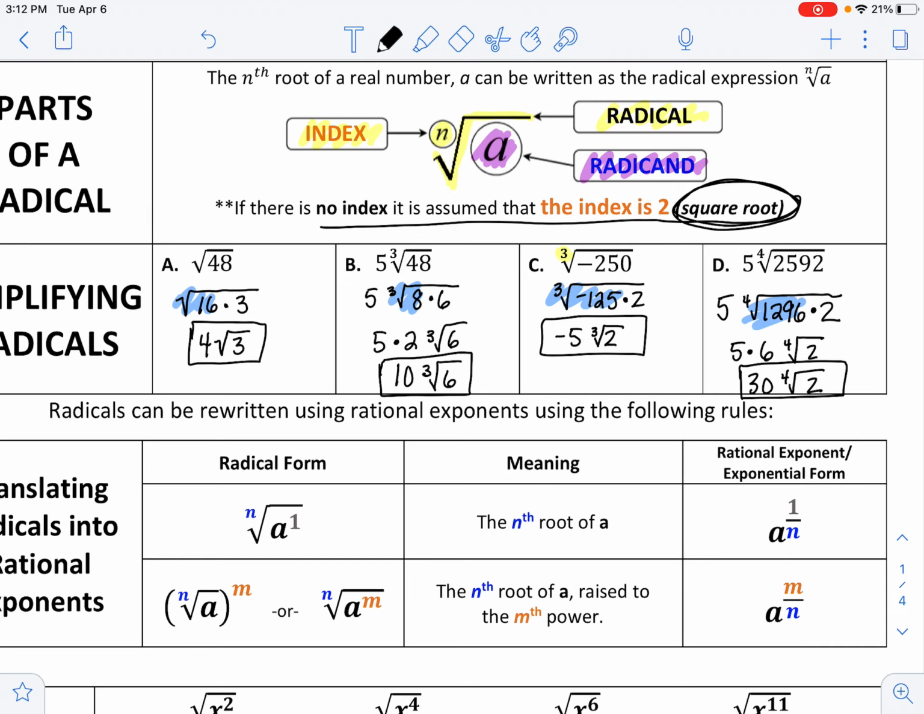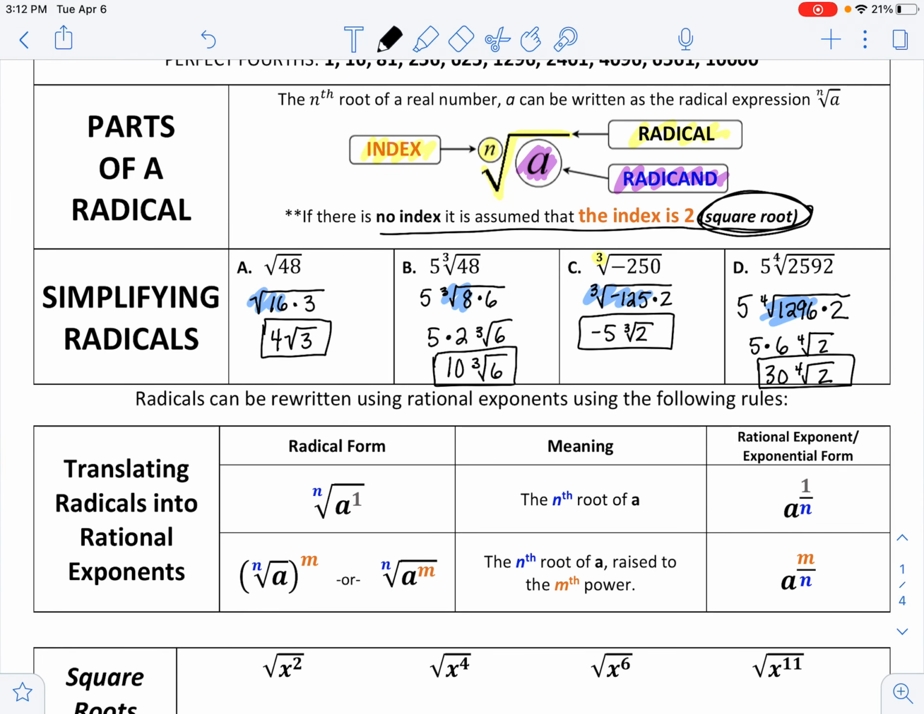All right, now you're going to see something really, really radical. And this is how we can take something that is in radical form. So here it is in radical form.